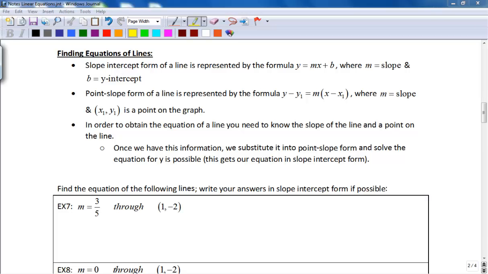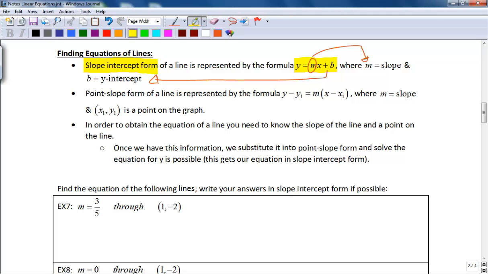Now we're going to look at finding equations of lines. Well, how do we find equations of lines? Well, there's two formulas that we need to have committed to memory. The first one is slope-intercept form. Slope-intercept form is represented by the formula y equals mx plus b, where the m is the slope and the b is the y-intercept. So in slope-intercept form, m is your slope, b is your y-intercept.